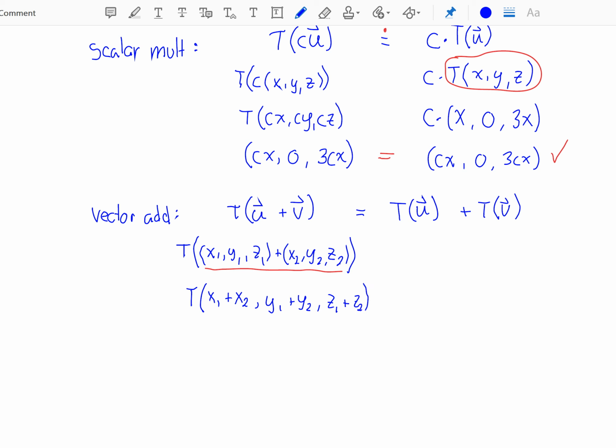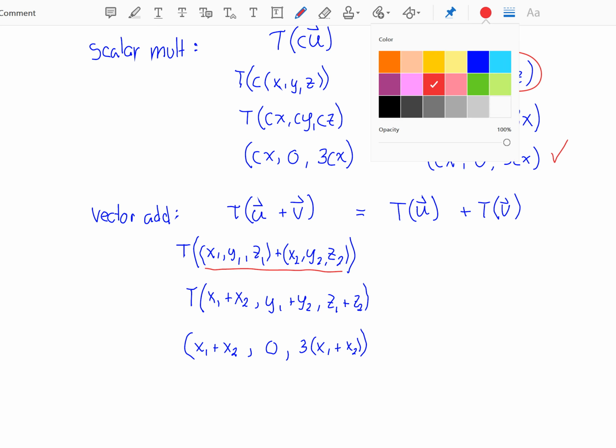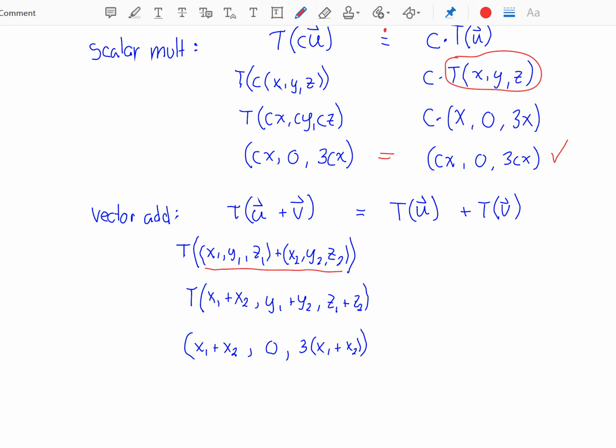Now we'll apply T to this ordered triple. Remember, when you apply T, you don't write it anymore. You just do what it does to the triple. The x component stays the same. The y component turns to 0. The z component is really 3 times whatever your x component was. While I could distribute this 3 into the x1, x2, I think it's fine to leave it here for now. And now what we want to do is see if this is going to equal the right-hand side.